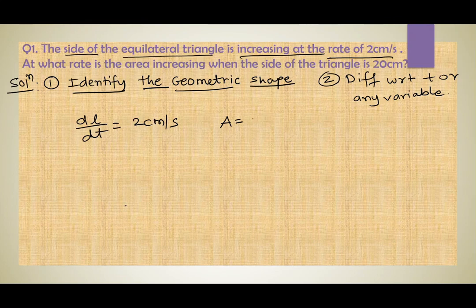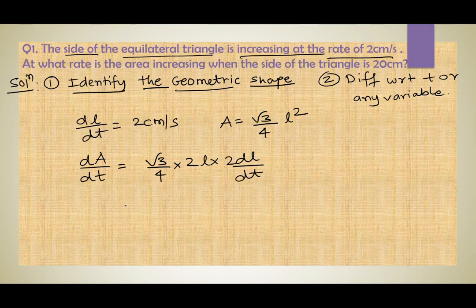तो area का formula पहले √3/4 times side square. Now why is that? Because it is an equilateral triangle. Just differentiate this quickly with respect to t. So you will get dA by dt equal to √3/4 into 2L into dL by dt. I hope you have understood this step. ऐसा क्यों आया हुआ है?